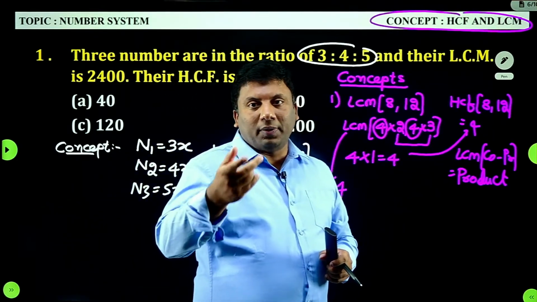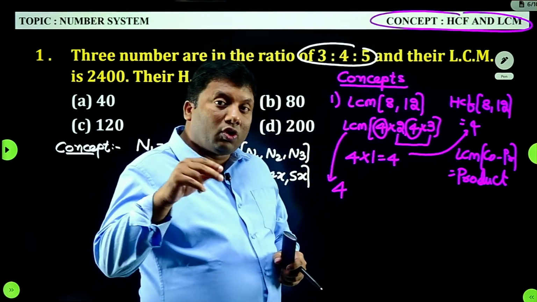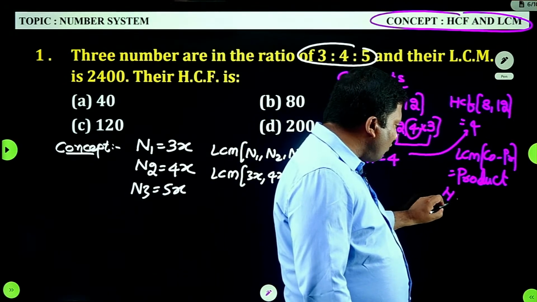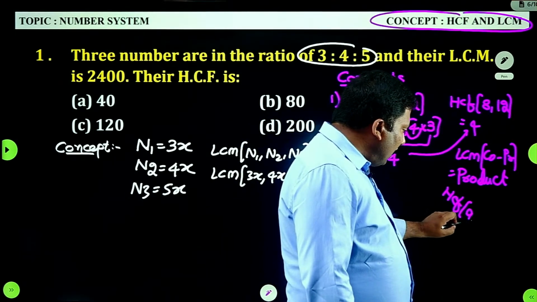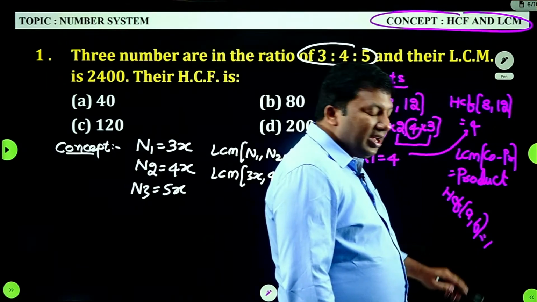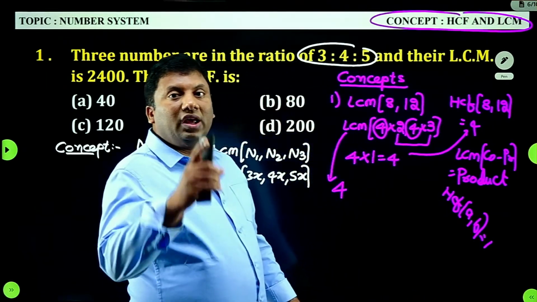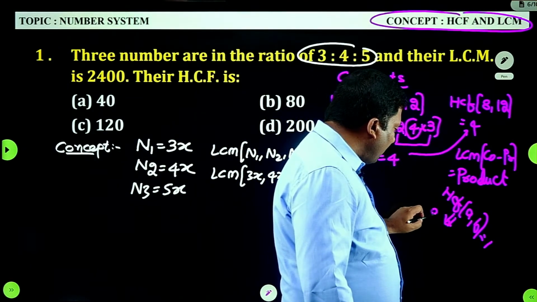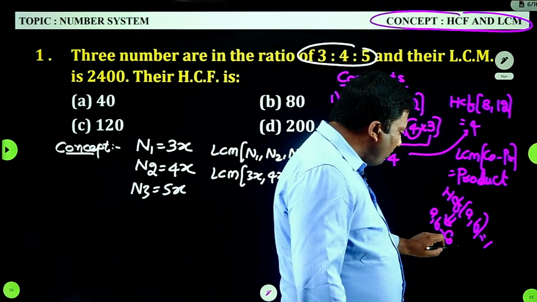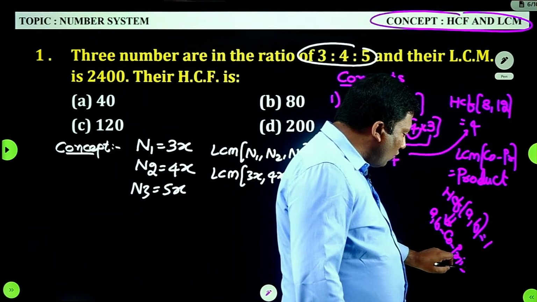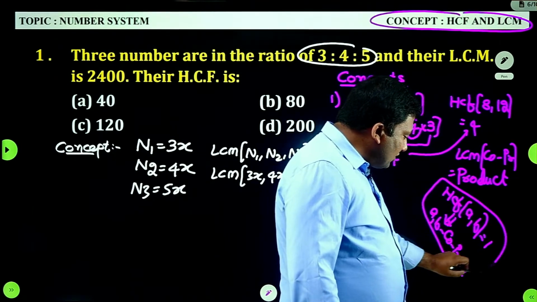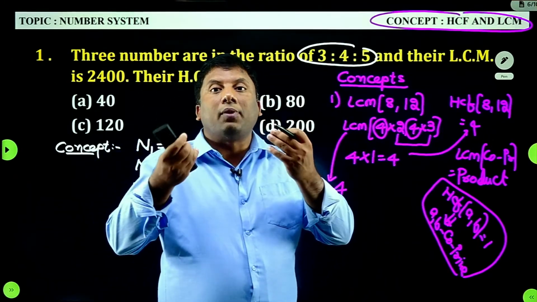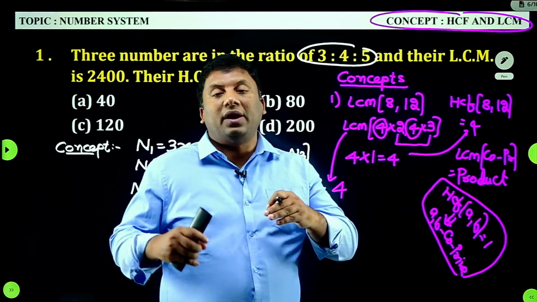What do you mean by co-prime numbers? Two numbers are said to be co-prime if their HCF is 1. What do you mean by HCF 1? If two numbers have only one factor common and that is 1, then the numbers are said to be co-prime. The LCM of co-prime numbers is their product. The HCF of co-prime numbers is 1.